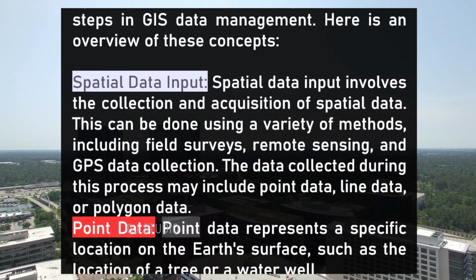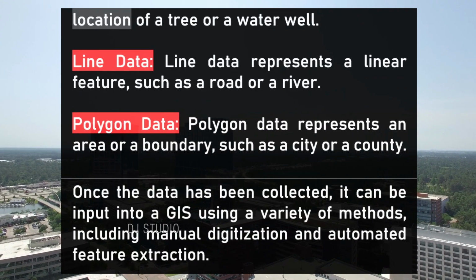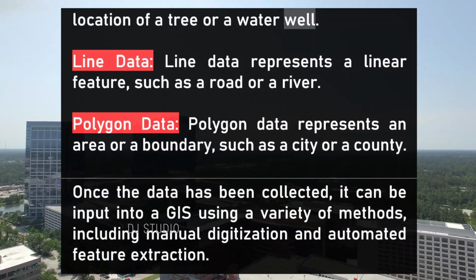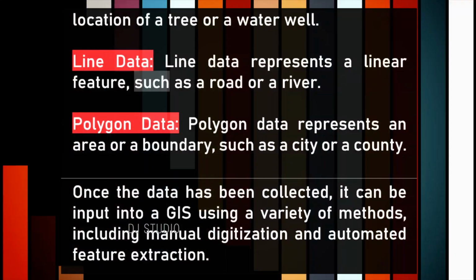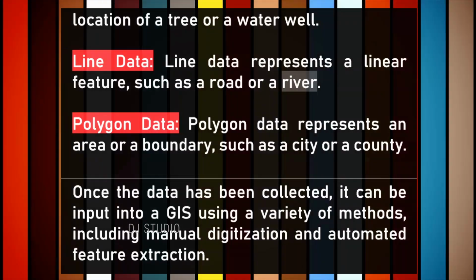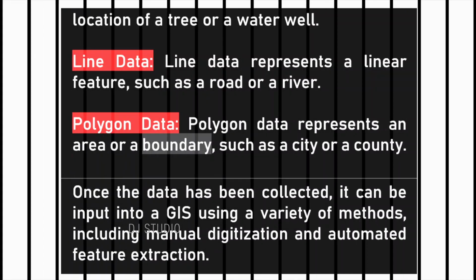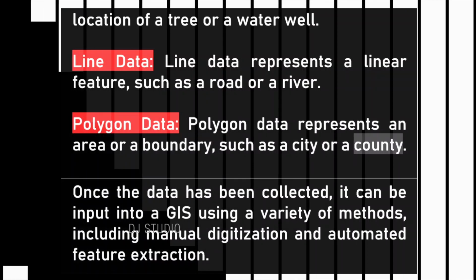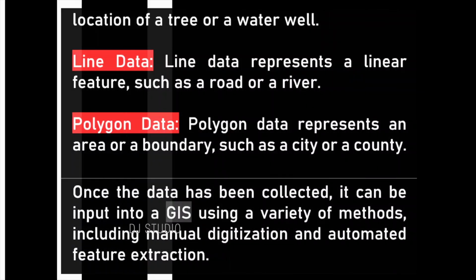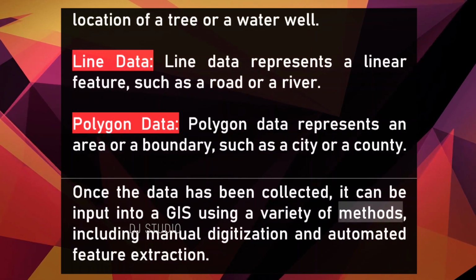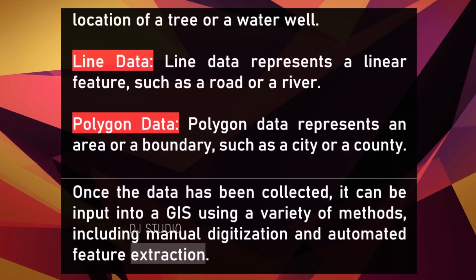Point data. Point data represents a specific location on the Earth's surface, such as the location of a tree or a water well. Line data. Line data represents a linear feature, such as a road or a river. Polygon data. Polygon data represents an area or a boundary, such as a city or a county. Once the data has been collected, it can be input into a GIS using a variety of methods, including manual digitization and automated feature extraction.